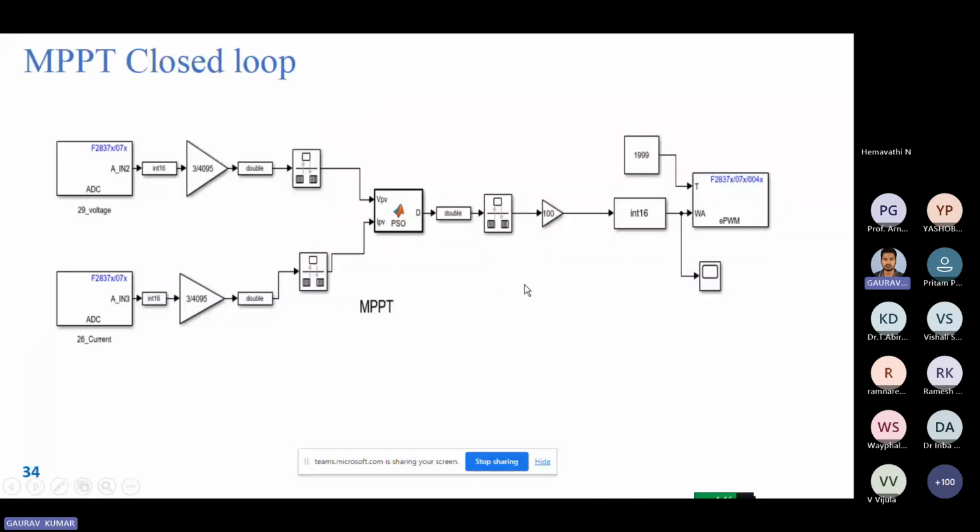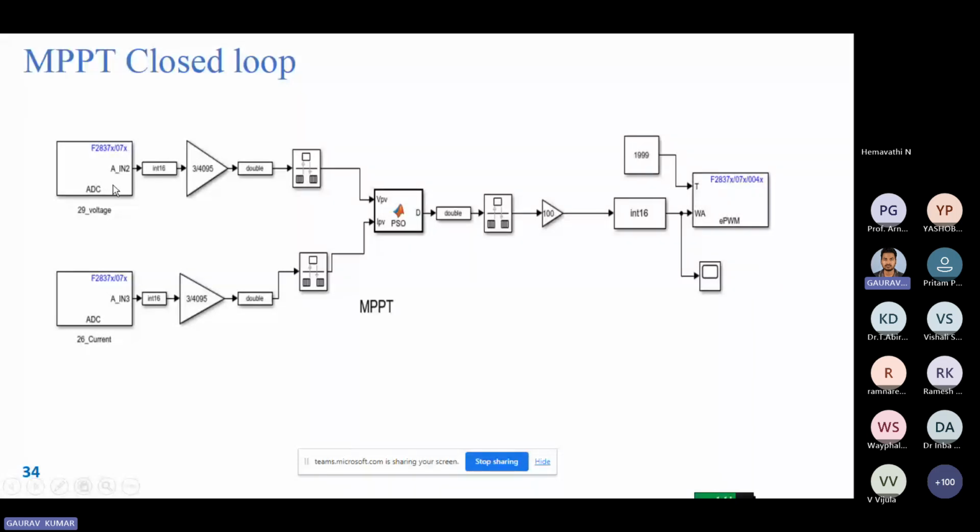This is the MPPT closed loop. Suppose you are driving the switch of a boost converter which is working in MPPT mode, and you want to run it in closed loop. How will you do it? Firstly, you have to sense the voltage and the current, so you make a voltage sensor and a current sensor. First you have to check that both sensor outputs are below 3 volts. Then you use the ADC block, giving input to it with the help of pin 29 and pin 26 for the current sensor.